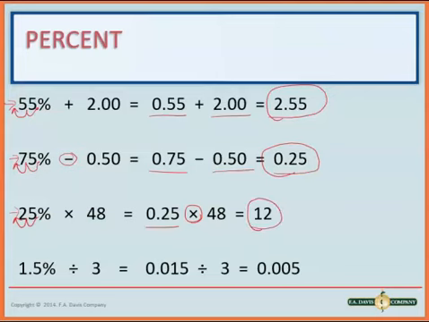In our last example, our percentage has the decimal within the number. So we grab our decimal wherever it is and we move it over 2 spaces to the left. So our decimal is 0.015. And then this calculation, we're doing division. So divided by 3, your answer is 0.005.